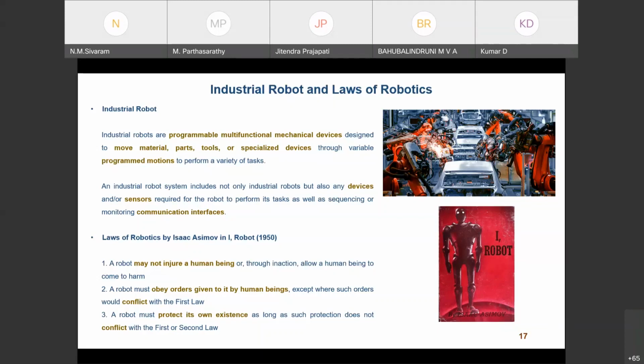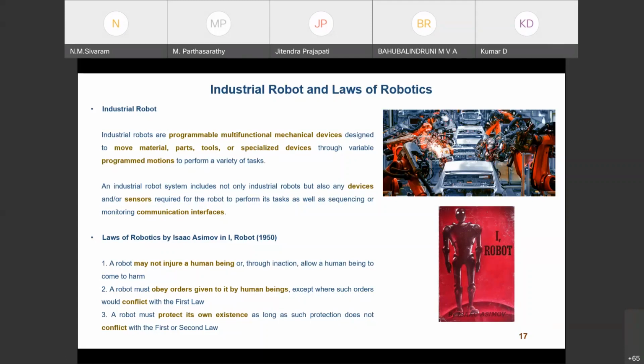The third law says that a robot must protect its own existence. It should protect itself. It should not damage itself. A robot should not self-destruct. It should exist. And again, the existence is also without conflicting with the first and second laws. So the existence should be there without causing any injury to human beings, and it should also follow all the orders given by human beings.